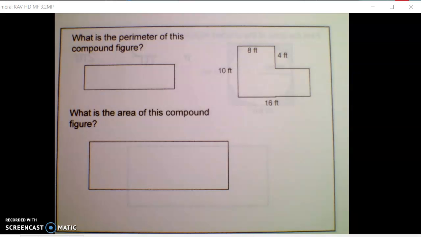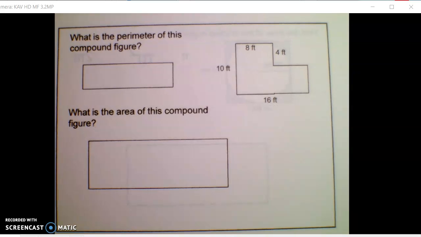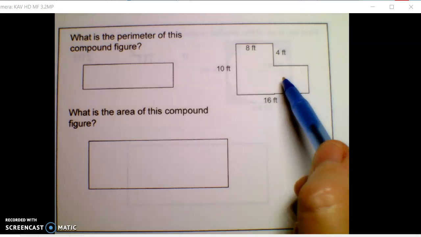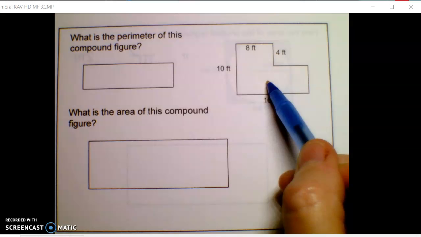Okay, this morning we're going to do the last three problems on our PowerPoint. So we're on slide number 21. We're going to find the perimeter of a compound figure and the area of a compound figure. A compound figure is just a figure that's made up of more than one shape.